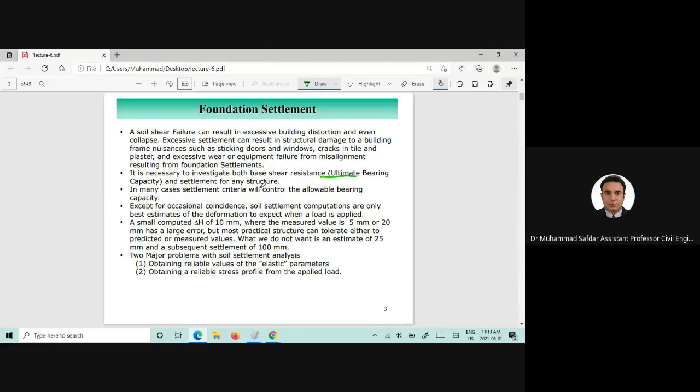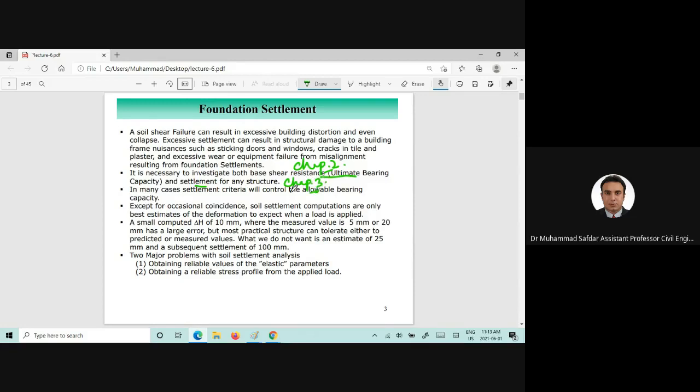So this is chapter number 2, which we discussed. This is the base shear resistance, or the shear failure criteria. Now the settlement criteria would be discussed in chapter 3 here.